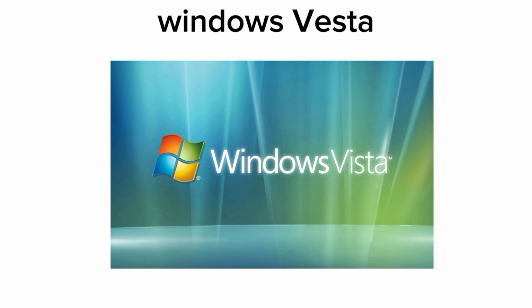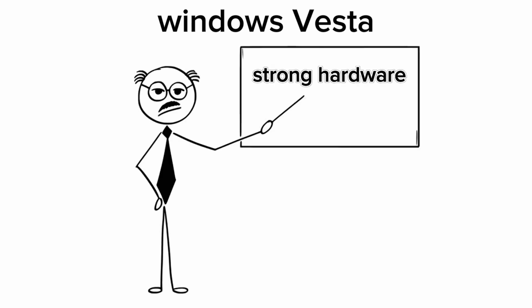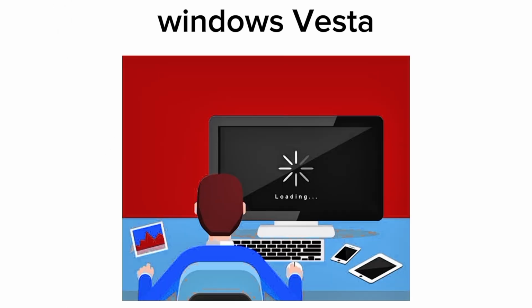Windows Vista. Vista was ambitious. Aero Glass brought transparency and modern visuals. But it needed strong hardware, and most PCs at the time struggled. Security prompts annoyed users. Drivers didn't work well at launch. The OS was heavy and sluggish.